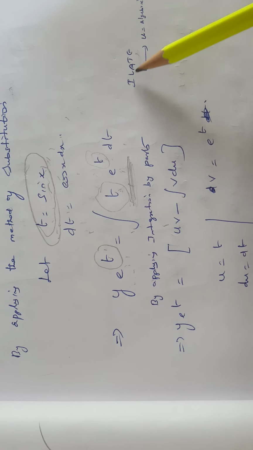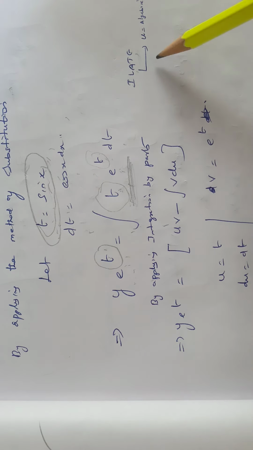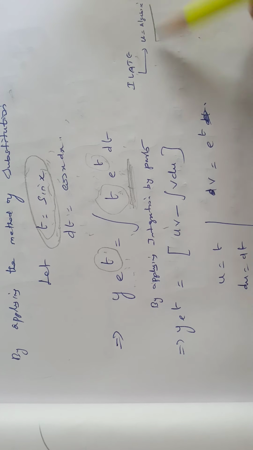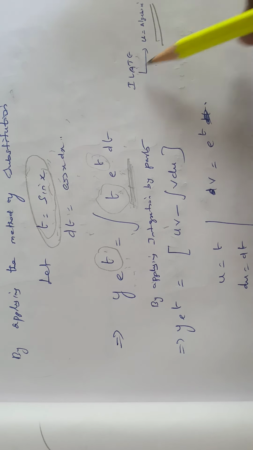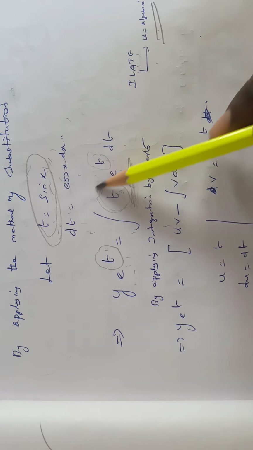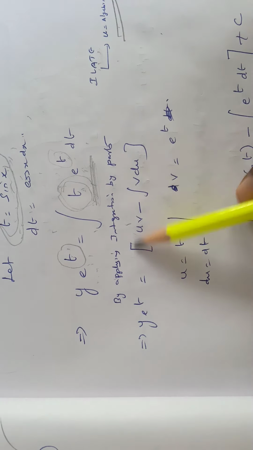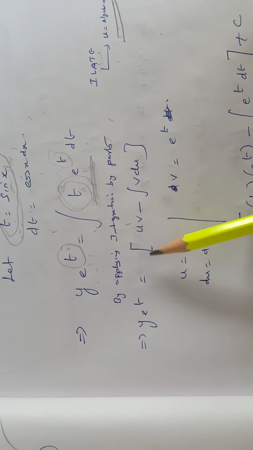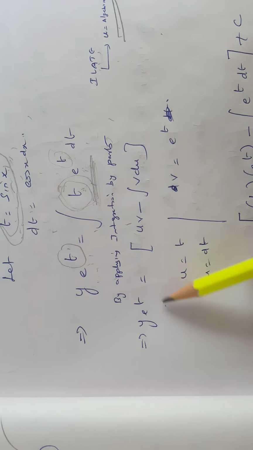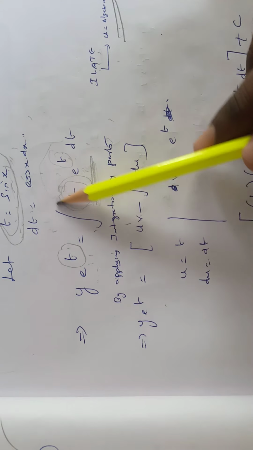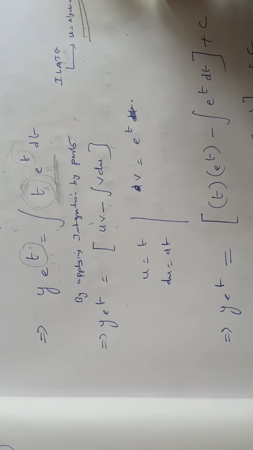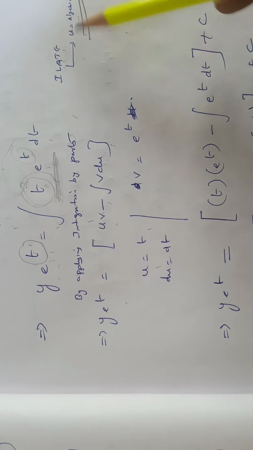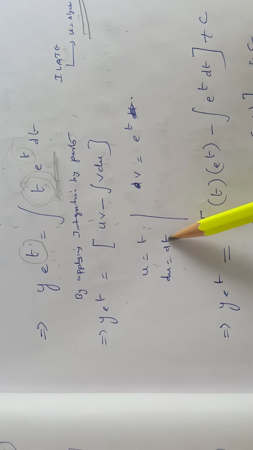First we have to choose u as algebraic. So u equal to algebraic means t is algebraic. By applying the integration by parts formula, y e power t is fixed. On the right hand side we apply the integration by parts formula, uv minus integral v du. So u can be chosen as algebraic, so u equal to t, so du equal to dt.